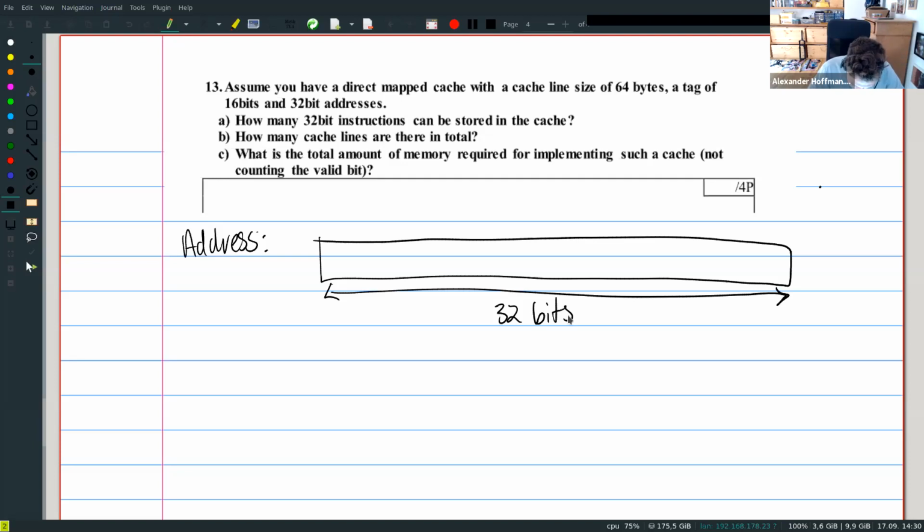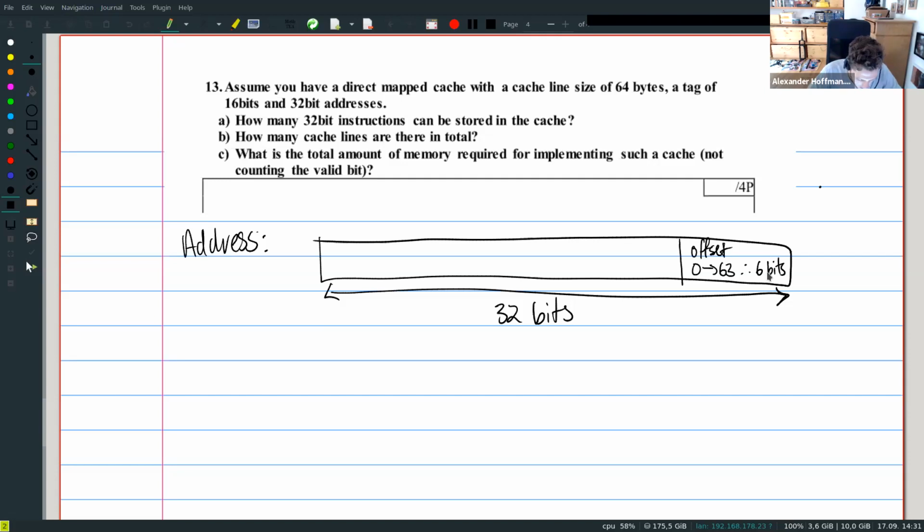We have a line size of 64 bytes. So let's think about this like the last question. The offset needs to show 0 to 63. Therefore, it has to be 6 bits, right? 1, 2, 4, 8, 6 bits, exactly.